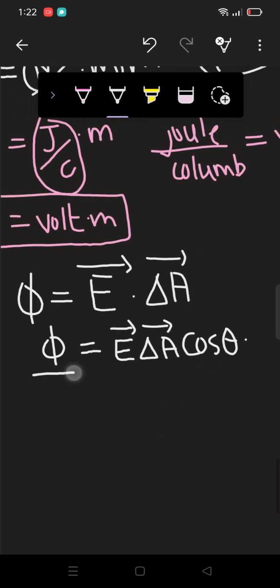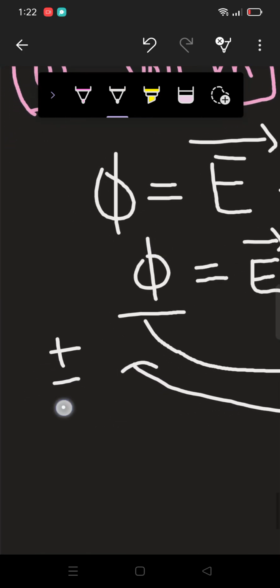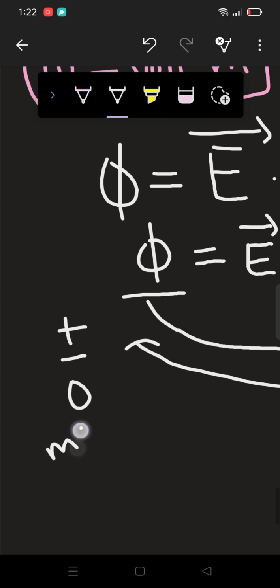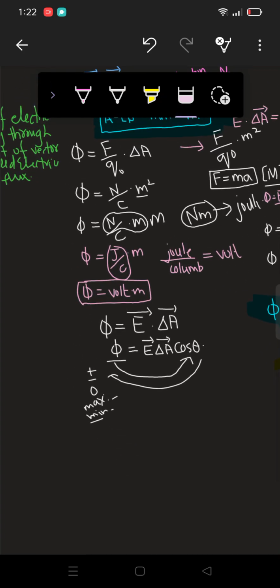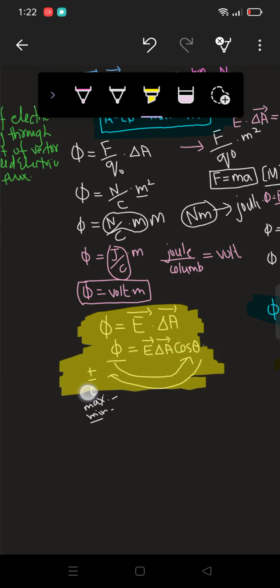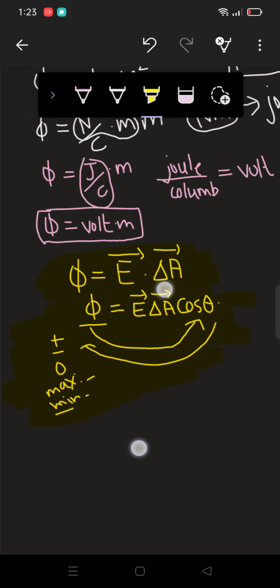Now see, the electric flux depends upon this angle between the electric field intensity and the small element of vector area. This angle will make it either positive or negative or zero, or you can say maximum or minimum. So today we will be discussing the angles between the electric field intensity and the small element of vector area, so that we can know when the flux will be maximum, minimum, zero, positive, or negative.